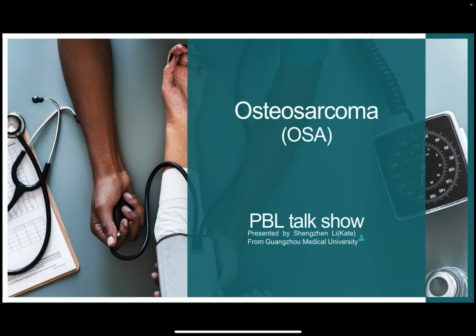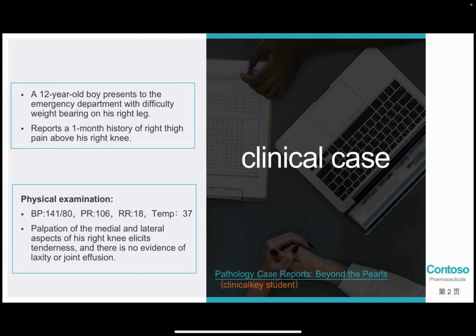Today we are going to talk about osteosarcoma, in short, OSA. Here we begin with a clinical case. A 12-year-old boy presents to the emergency department with difficulty weight-bearing on his right leg. He reports a 1-month history of right thigh pain above his right knee.